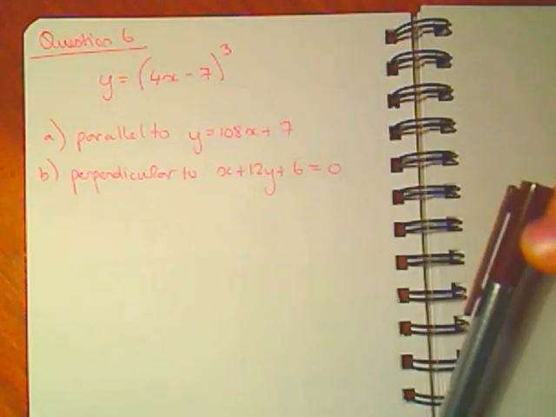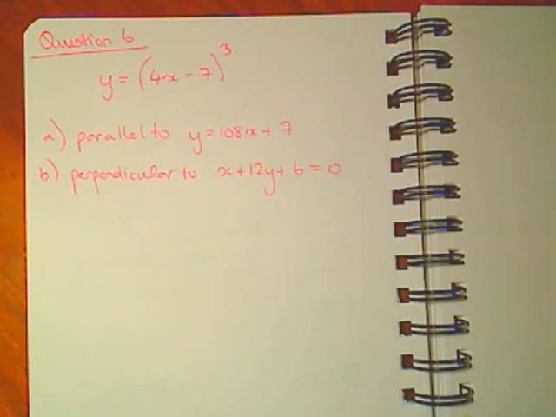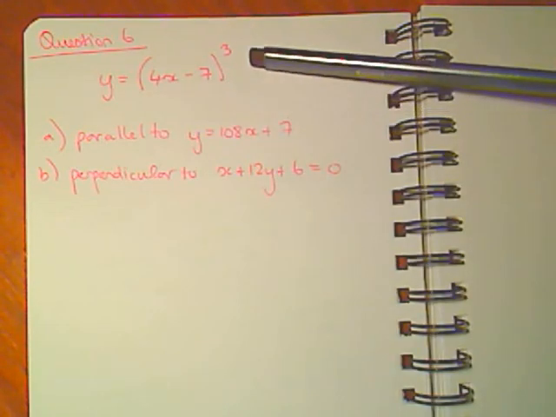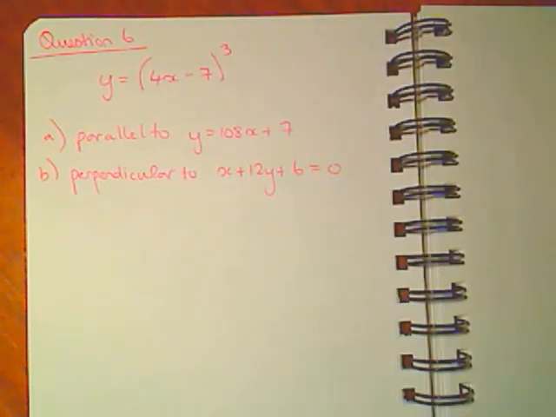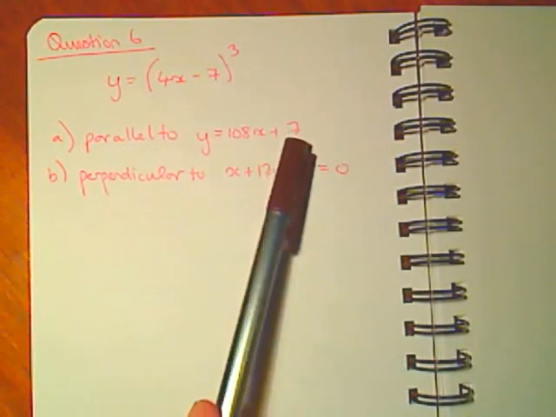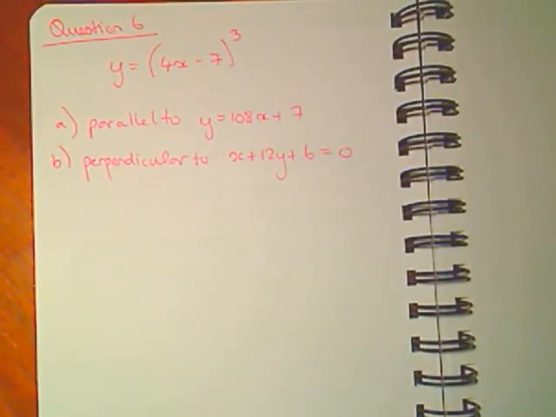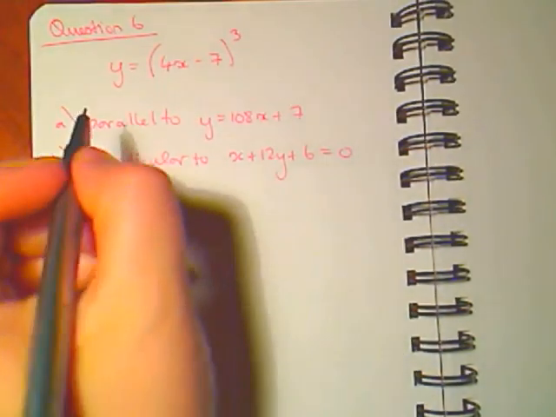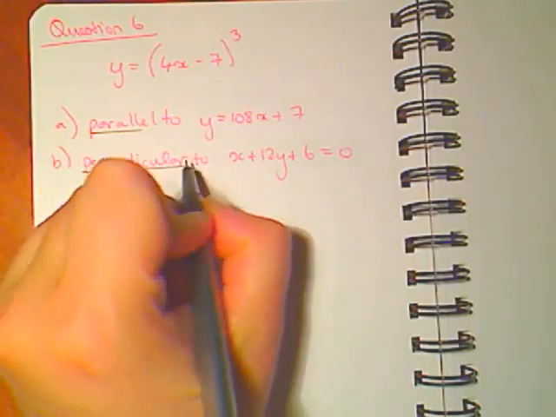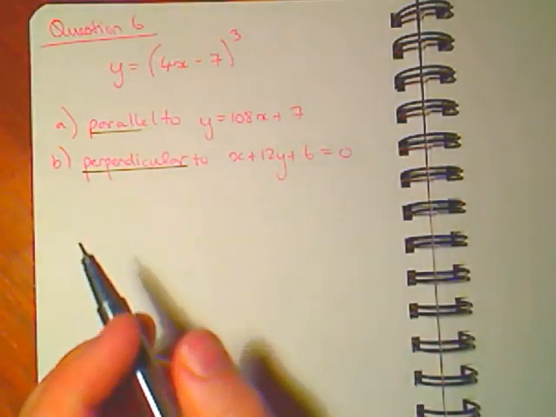We are asked here to find the x-coordinates of the tangent at any points on this particular curve where the tangent is, firstly, parallel to this, and secondly, perpendicular to that. So to understand this question, you need to understand that both of these words are referring to descriptions of gradient.